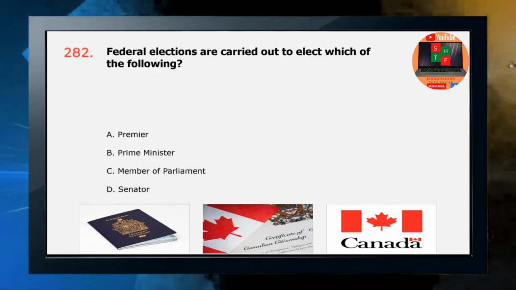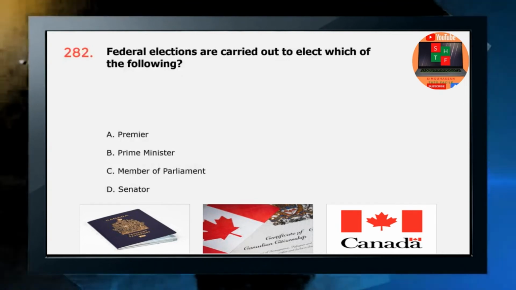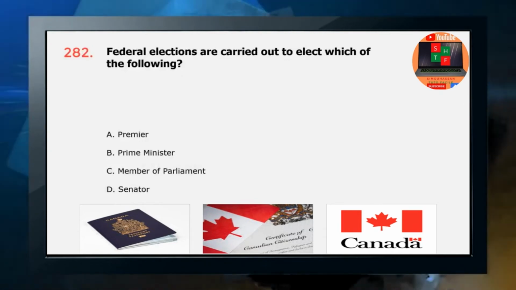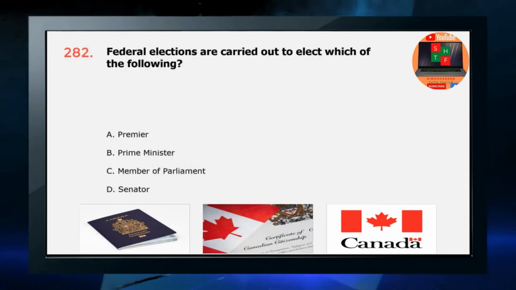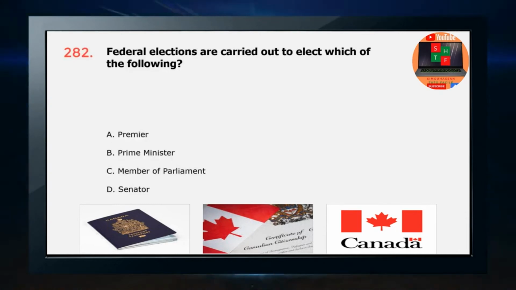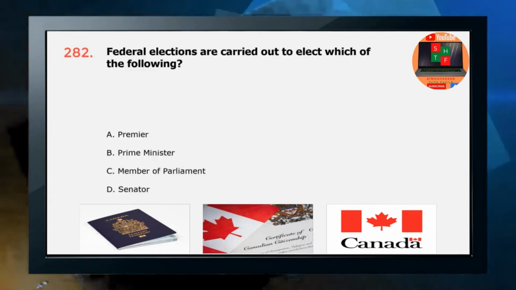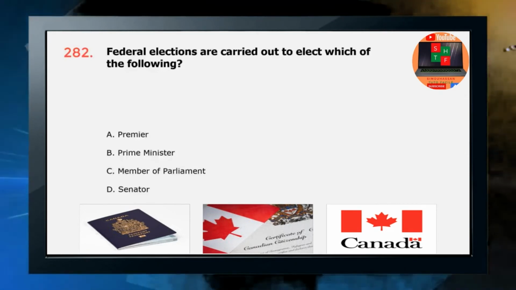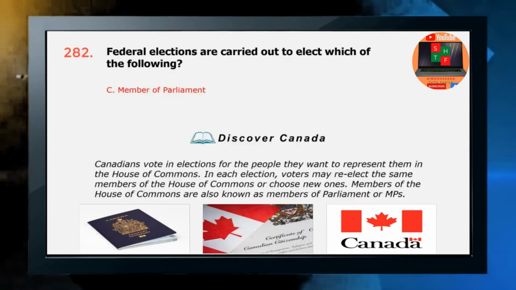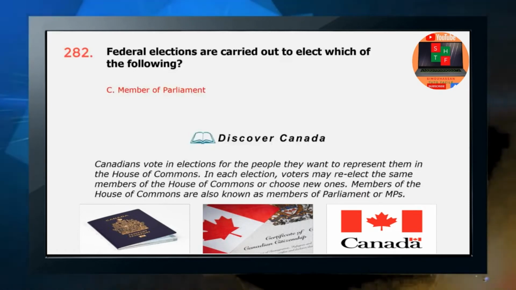Question 282. Federal elections are carried out to elect which of the following? A. Premier. B. Prime Minister. C. Member of Parliament. D. Senator. The answer is C. Member of Parliament.